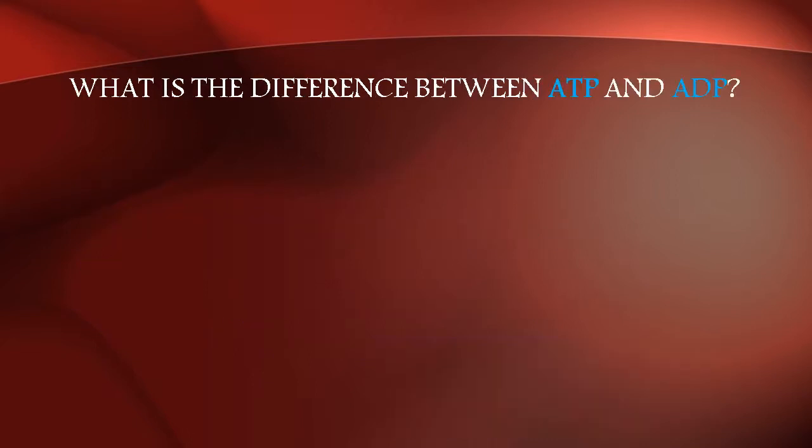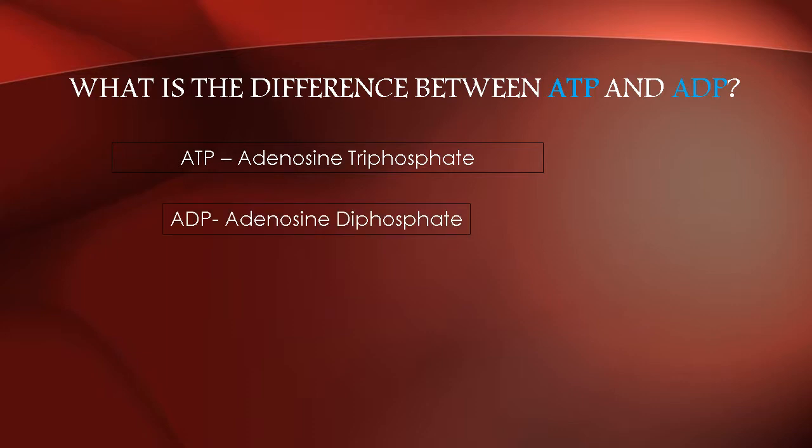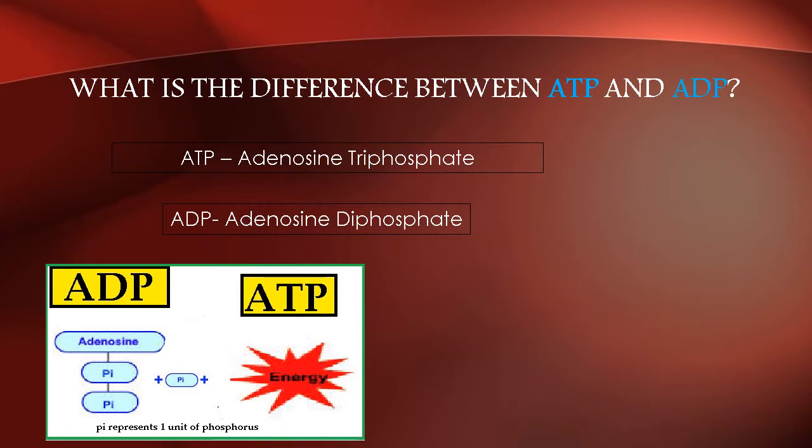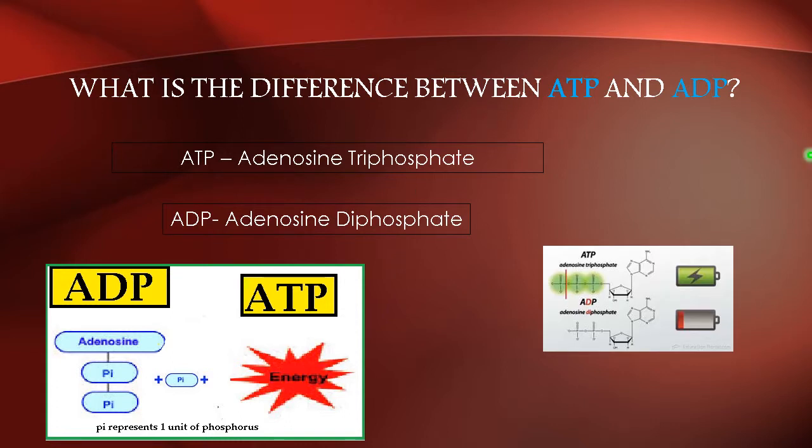What is the difference between ATP and ADP? ATP means adenosine triphosphate. ADP is adenosine diphosphate. Here, this Pi represents 1 unit of phosphate. In this ADP we have 2 phosphate groups, and when one more phosphate group is added, the energy becomes higher, and the resultant molecule is known as ATP or adenosine triphosphate. You can compare ADP to a partially charged battery, whereas ATP is a fully charged battery.